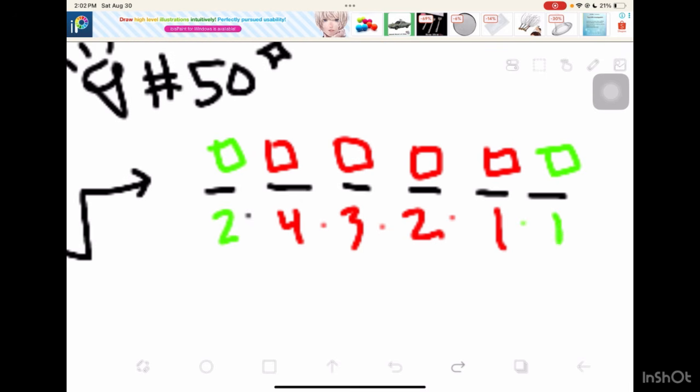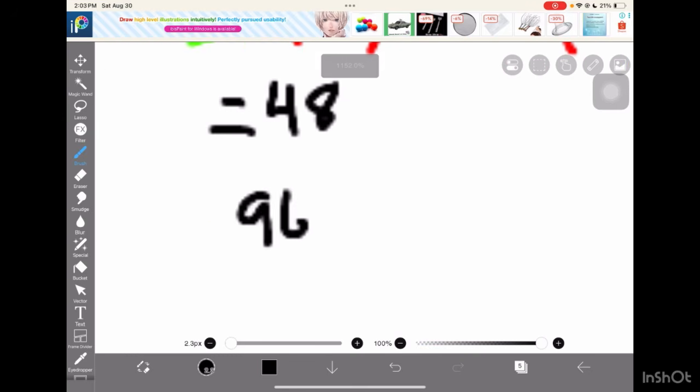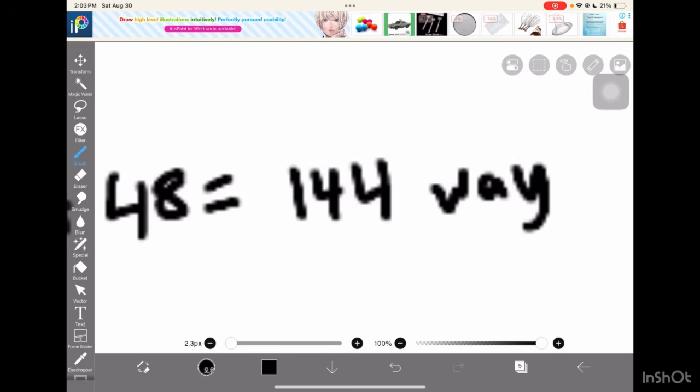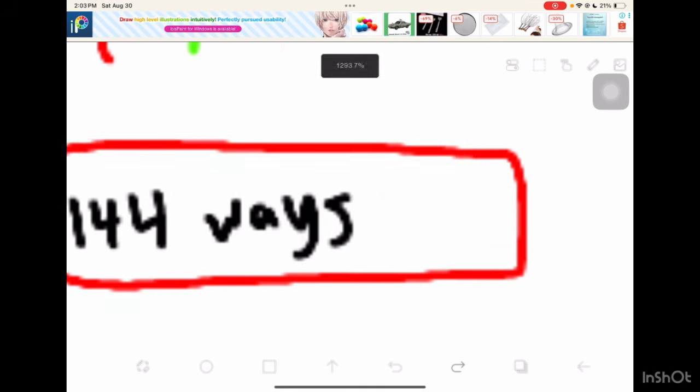So let's put this into our calculator. It's okay, the order doesn't matter. And we also get another 48 ways. So 96 plus 48 is equal to 144 ways. And that's our answer for number 50.